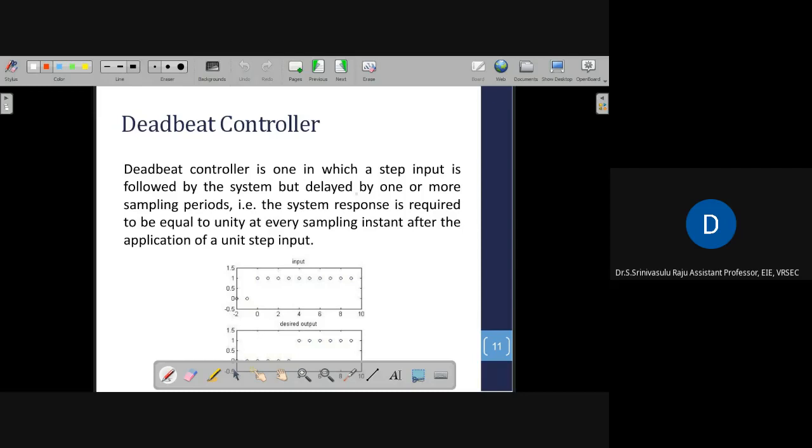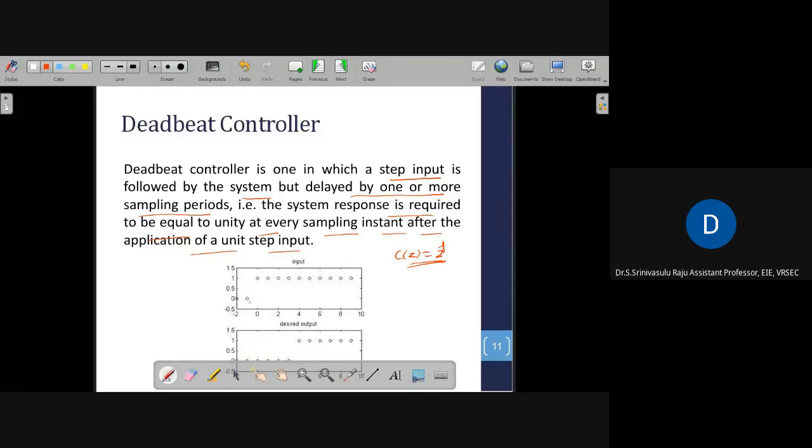A deadbeat controller is one in which a step input is followed by the system. We know C of z is nothing but z inverse. The output tracks the change in set point within one sampling period of time. This is the principle of the deadbeat algorithm, but delayed by one or more sampling periods. So here we have z inverse, one sample period. The system response is required to be equal to unity at every sampling instant after the application of the unit step input. So you see the graph here.